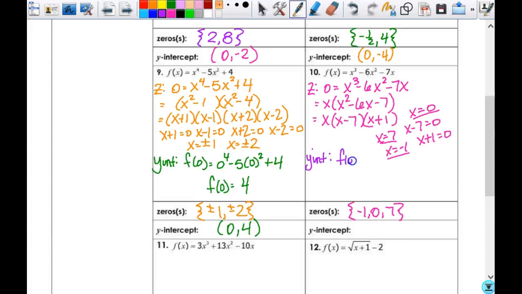All right, so then we find our y-intercept. So I'm looking for f of 0. So that's going to be 0 cubed minus 6 times 0 squared minus 7 times 0. So what is f of 0? 0.